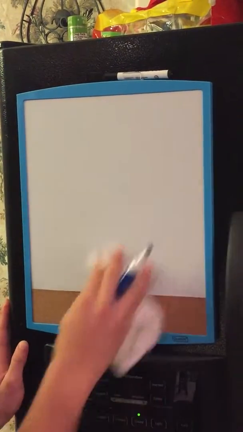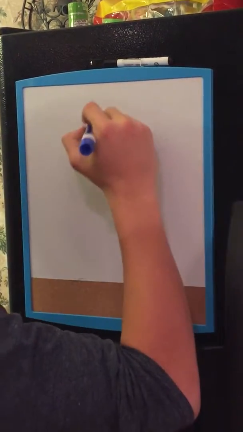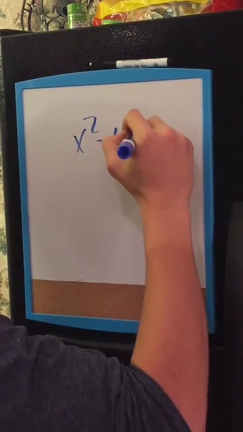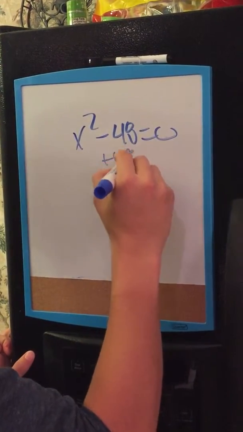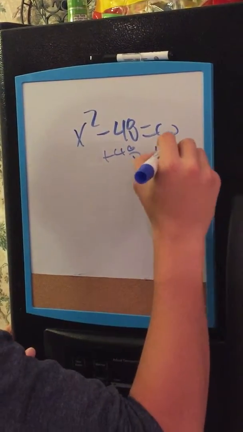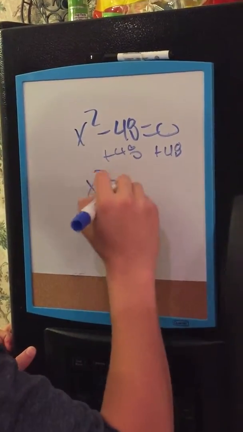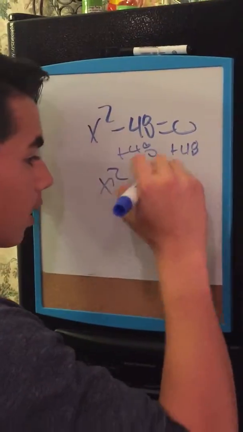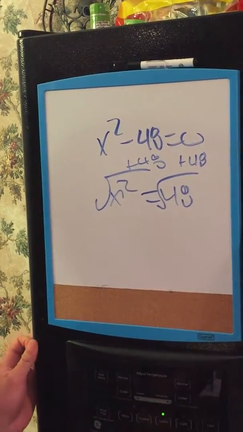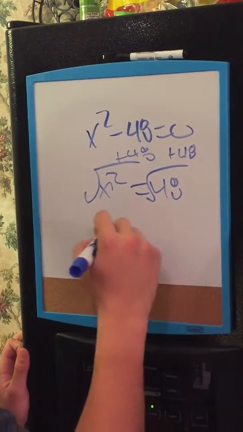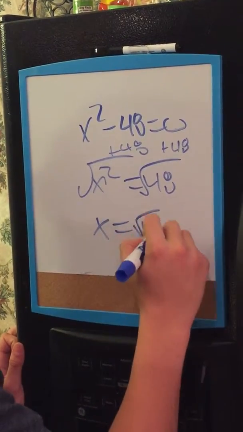The next equation we're going to do is x squared minus 48 equals 0. So now you add 48 to isolate x squared. x squared equals 48. But then you realize 48 doesn't have a perfect square root. So really the answer is x equals the square root of 48.